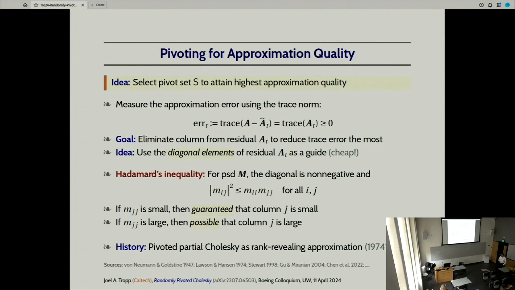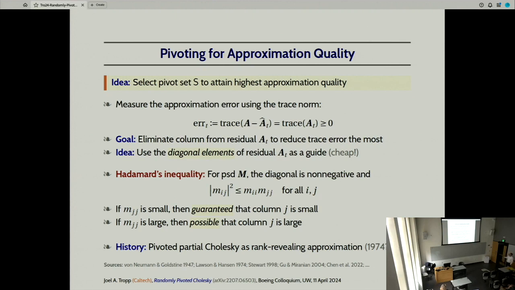Okay. This idea, Stewart says, goes back to Lawson and Hanson's book on least squares in 1974. I could not find this in Lawson and Hanson's book, so it seems possible that he did not check his sources.